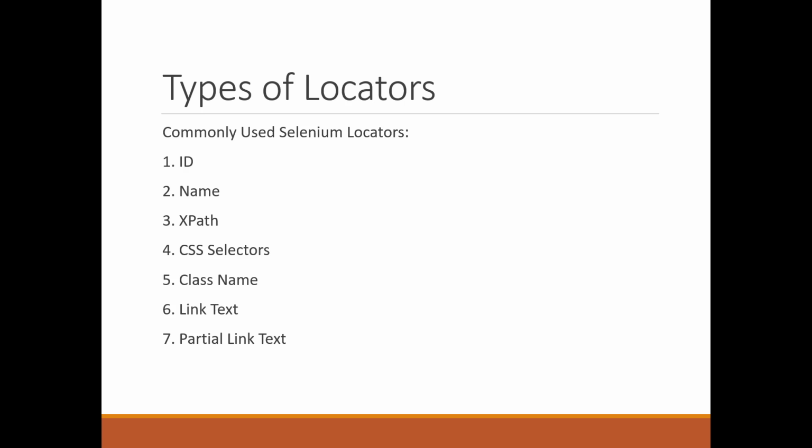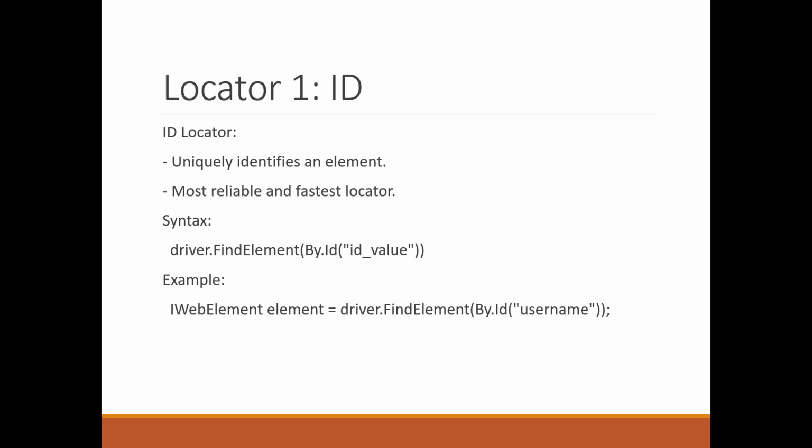Okay, these are the 7 locators: id, name, XPath, CSS selector, class name, link text, and partial link text. The first one, id. The id locator uniquely identifies an element, and it's mostly a reliable and fast locator. And the syntax for the id locator is By.id. You can see By.id.